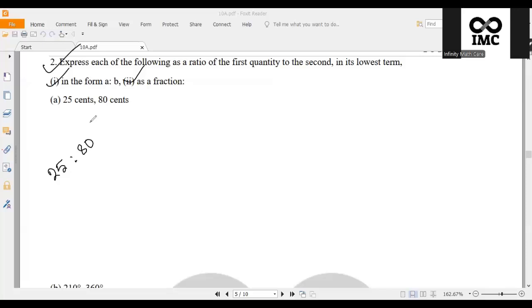When we convert any number into ratio, that means first quantity to the second, the units should be the same. So both units are cents. That means we can convert into ratio. 25 is to 80. Now, if we want to convert into simplest form, we need to divide both by 5. 5 5s are 25, 5 16s are 80. So this is in the form of A is to B. Now, if I want to convert this as a fraction, it can be written as 5 by 16.